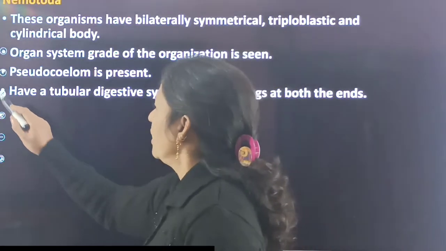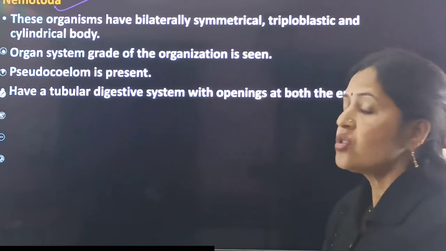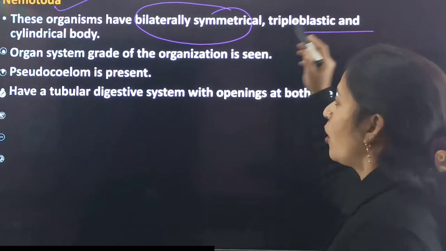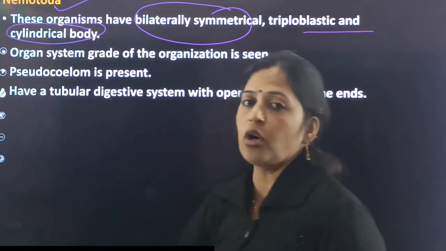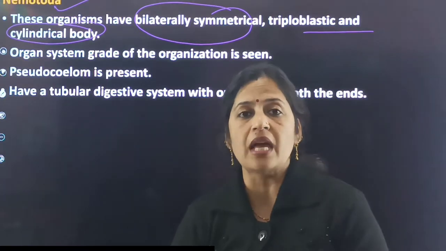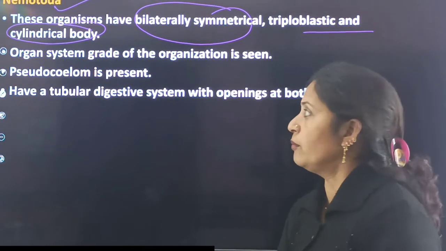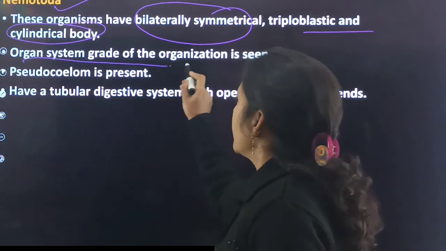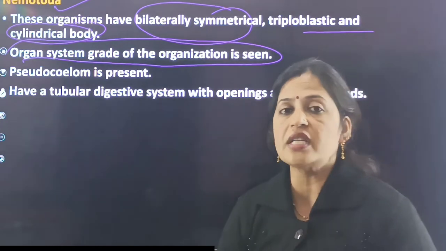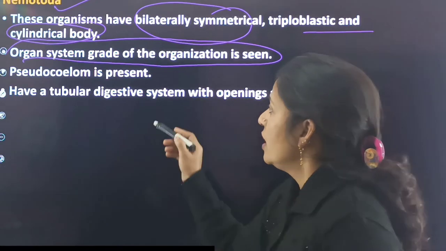Next is nematoda. These organisms have a bilaterally symmetrical, triploblastic, cylindrical body, not body cavity, but cylindrical body. Here again, organ system grade of organization is seen, such as in the case of the platyhelminthes. So organ system level of organization is seen in the nematodes.